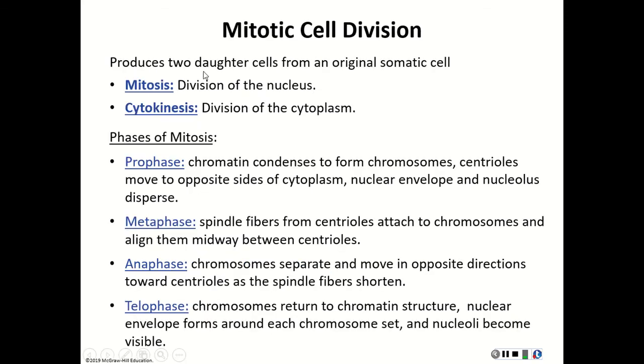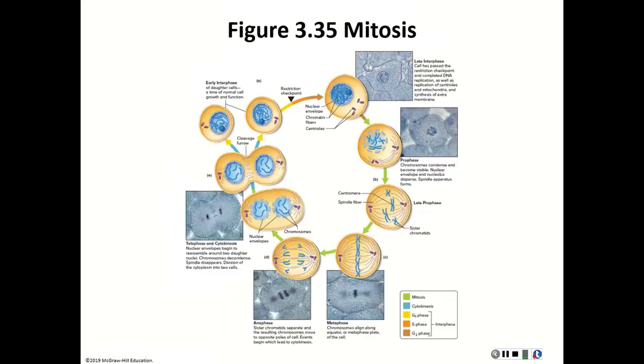Then we move on to mitosis, as I mentioned. Mitosis is the division of the nucleus, while cytokinesis is the division of the cytoplasm. So the phases of mitosis are prophase, metaphase, anaphase, and telophase. You can remember them as "past my anatomy test." Okay, and I'm going to use the picture to kind of illustrate these changes.